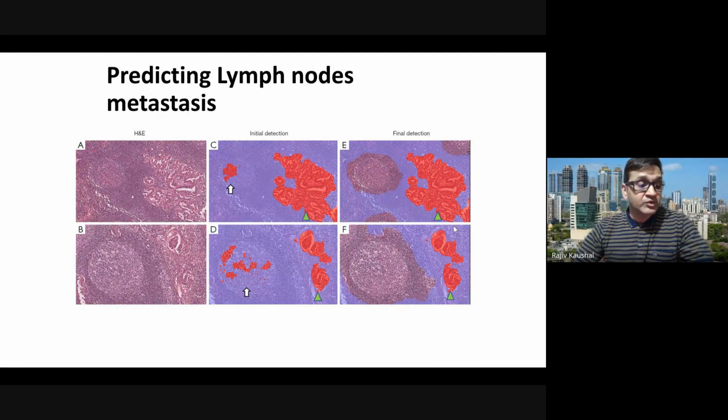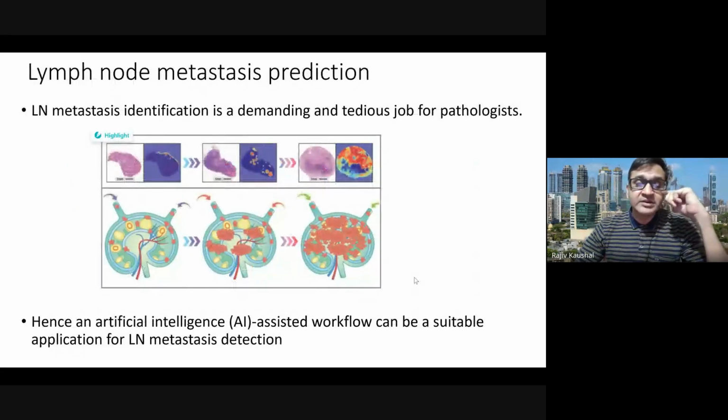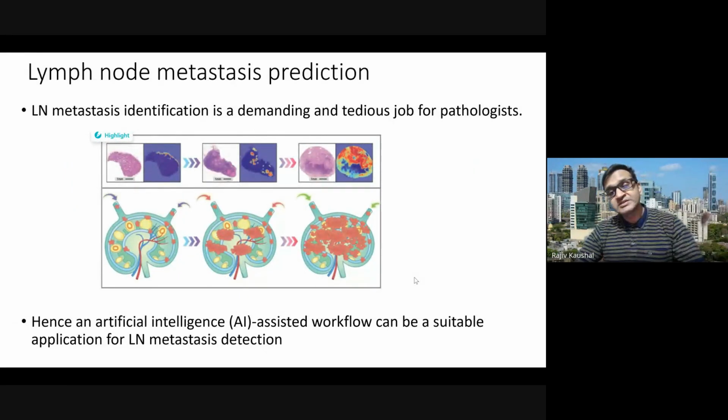And maybe in future, when the residents in our medical colleges spend nights screening these slides for the presence or absence of metastasis, their job will become quite easy. But lymph node metastasis is a little difficult compared to the other applications, because the metastasis pattern can be heterogeneous. There can be very small or micro metastasis in the node.